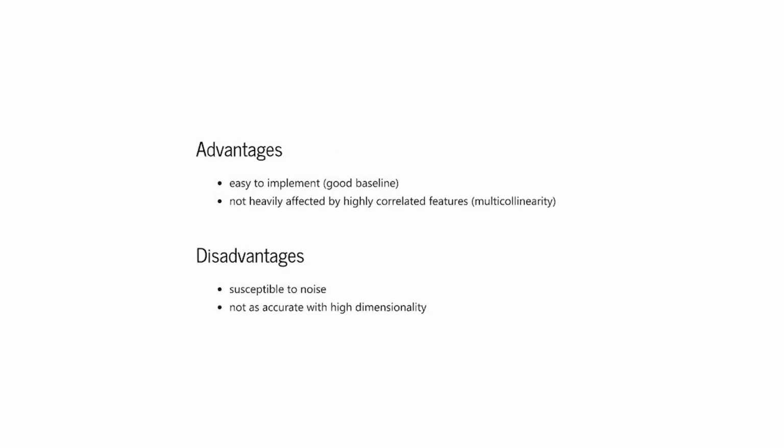Finally, let's come to the advantages and disadvantages of logistic regression. The advantages are that it is very easy to implement and it acts as a very good baseline. Also, it is not heavily affected by highly correlated features, which might be a problem for some other machine learning models. The disadvantage is it is susceptible to noise. So if our data has some noise in it or it's a little bit corrupt, that will hugely affect our logistic regression model. And also, if the number of features in our data set increases, the accuracy of the logistic regression model most likely will decrease.